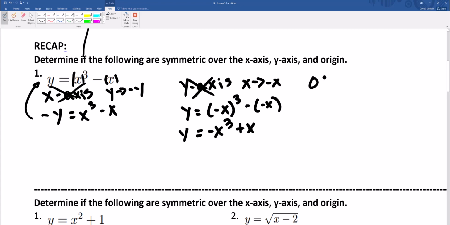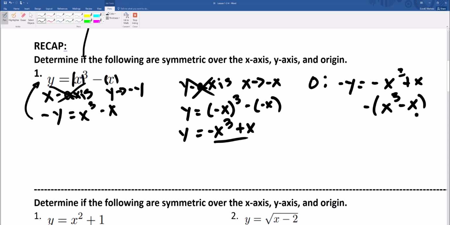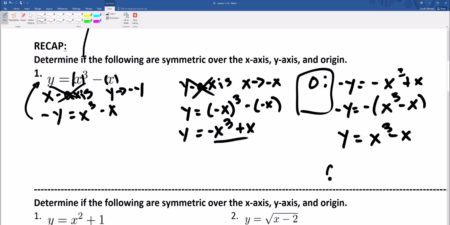Now we want to see if it's symmetric over the origin. So we plug in a negative for both. So negative y, does that equal, and I'm just going to use this statement here. Now at first we might look at this and say, oh yeah, no, there's no way that this is symmetric. But what if I factor out a negative? Well, if I divide both sides by a negative, now that is the original. So yes, it is symmetric over the origin.